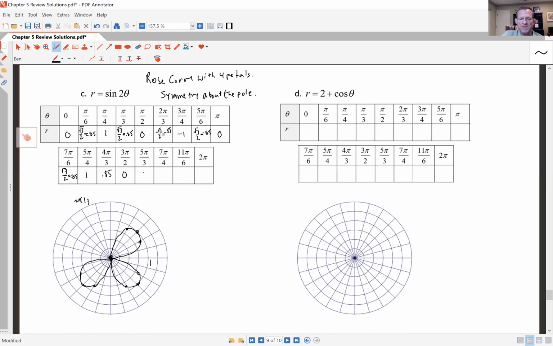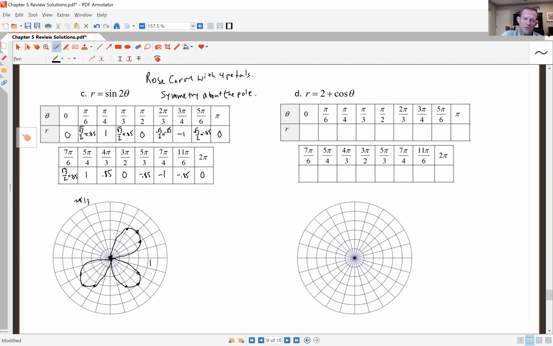Now we're going to get into sine being negative. So at 5 pi over 3, it's negative 0.85. And sine of 2 times 5 pi over 3, or 10 pi over 3, is negative 0.85. And the sine of 2 times 7 pi over 4, that's the sine of 7 pi over 2. Should be negative 1. And then the sine of 11 pi over 3 is negative 0.85, and the sine of 4 pi is back at 0.